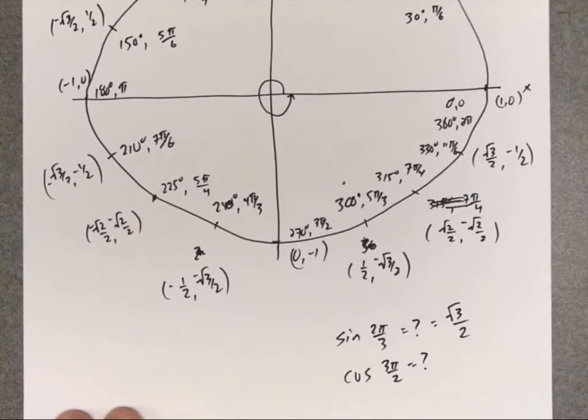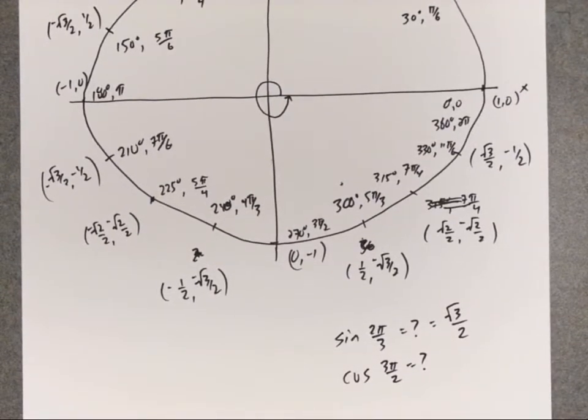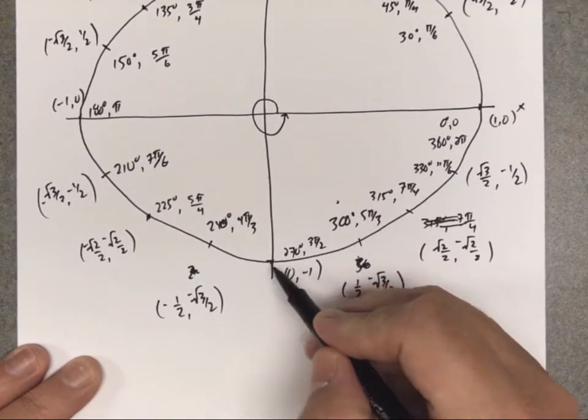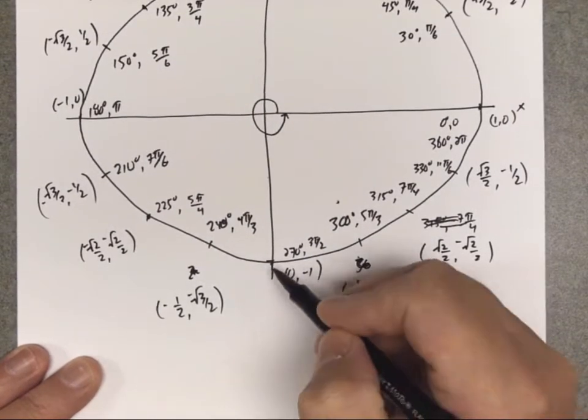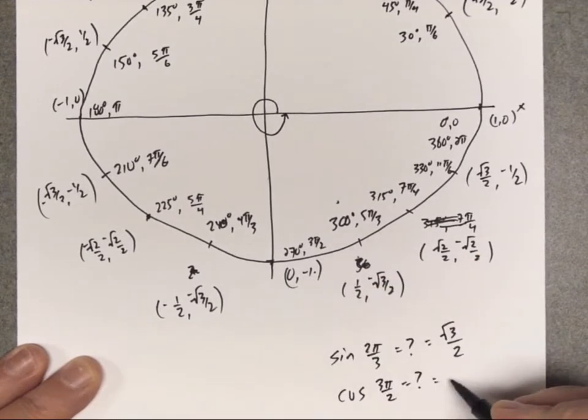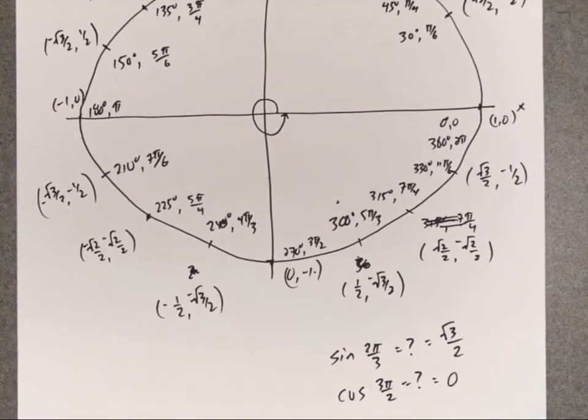You may be asked for the cosine of 3 pi over 2. To use the unit circle to find that, you first go find your angle, 3 pi over 2, which is down here. Then at that point, the cosine is the x value of that point. Well, this point is 0, -1. What's the x? It's 0. So cosine 3 pi over 2 is 0.